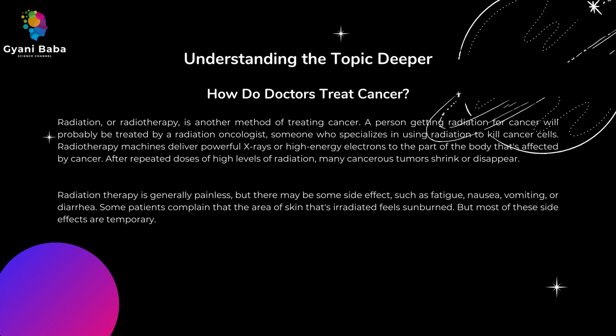Radiation or radiotherapy is another method of treating cancer. A person getting radiation for cancer will probably be treated by a radiation oncologist, someone who specializes in using radiation to kill cancer cells. Radiotherapy machines deliver powerful X-rays or high-energy electrons to the part of the body that's affected by cancer. After repeated doses of high levels of radiation, many cancerous tumors shrink or disappear.